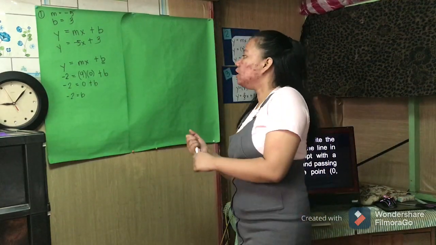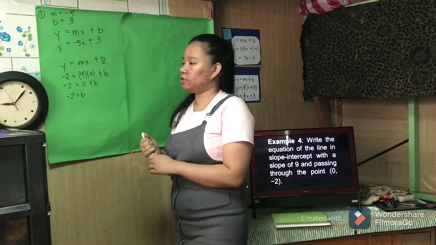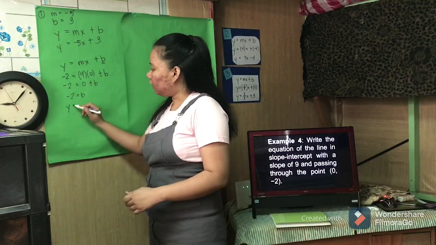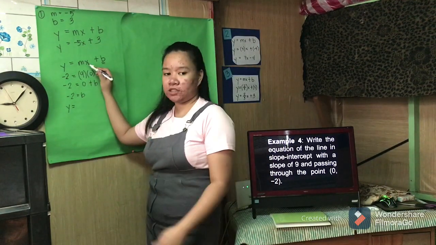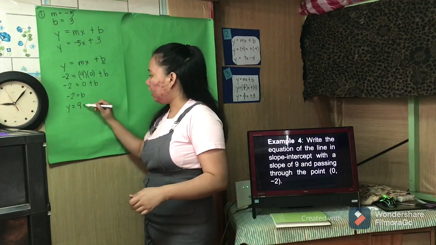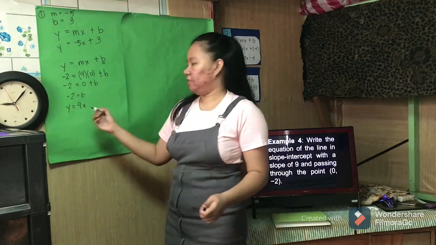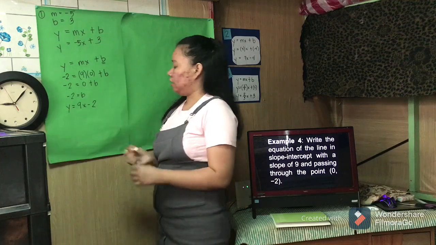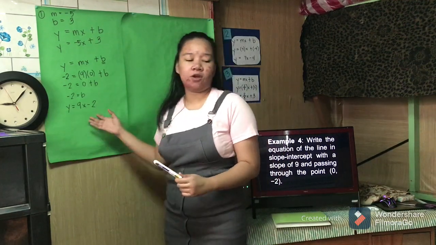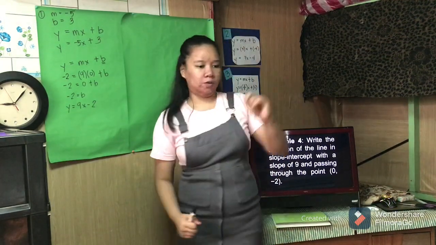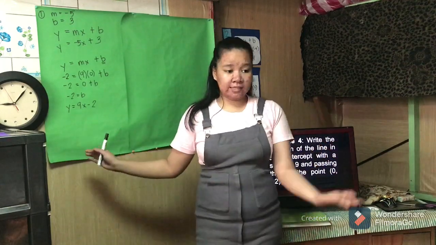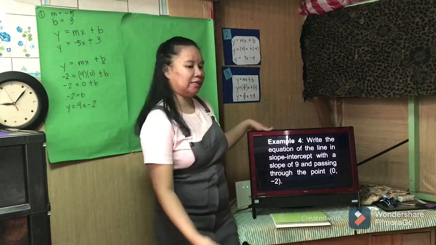Yes, we can. So, back to the equation. We have y equals mx plus b, where m is 9 and b is -2. There you are. So this is the slope-intercept form of this example. Read it. y equals 9x minus 2. Okay, very good. Let's try another one.